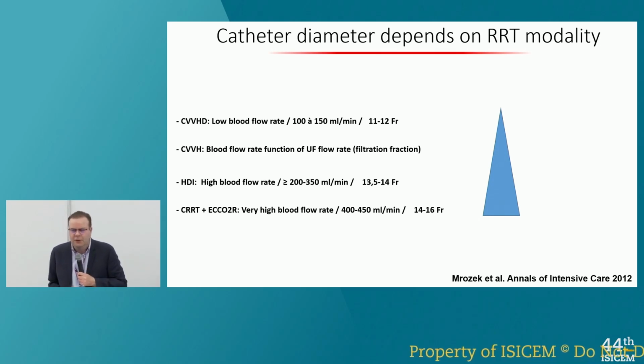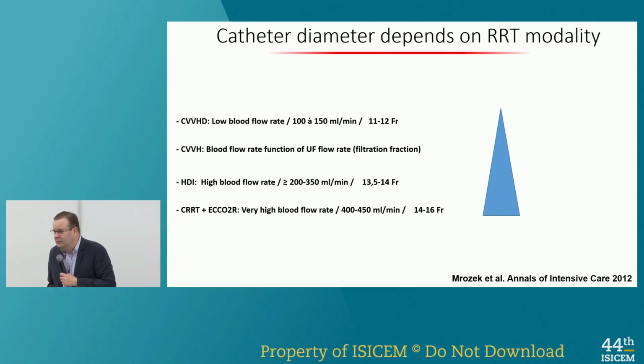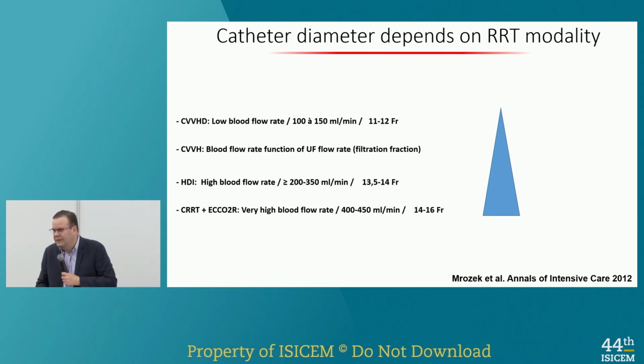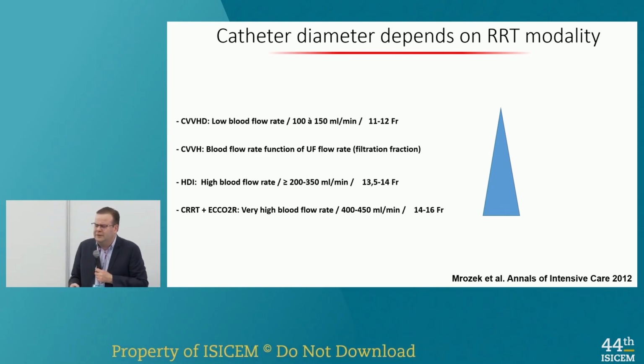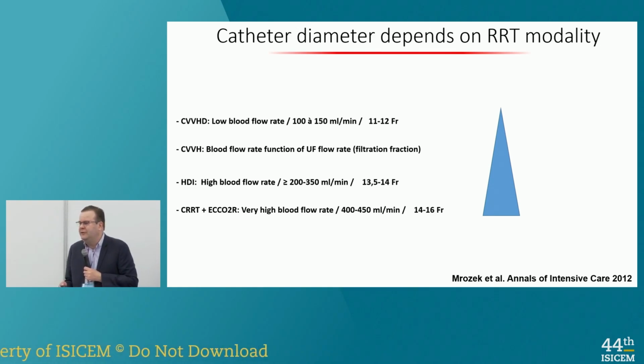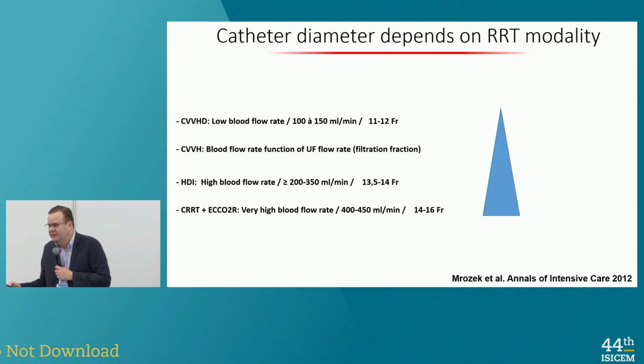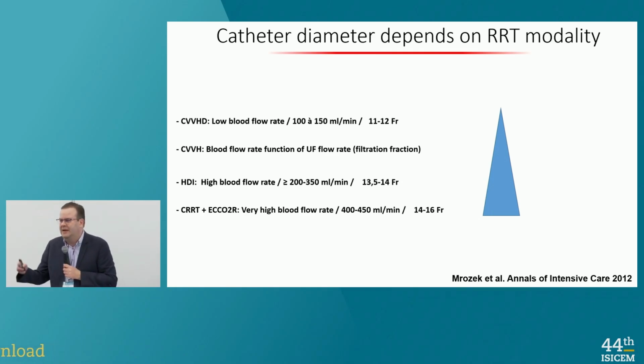In my center, we use a lot of CVVHD and intermittent hemodialysis. So we start with a catheter of 13.5 French or 14 French. We don't change the catheter when we switch from CVVHD to intermittent hemodialysis. We start, of course, first with our catheter of 13.5 French or 14 French. Okay?